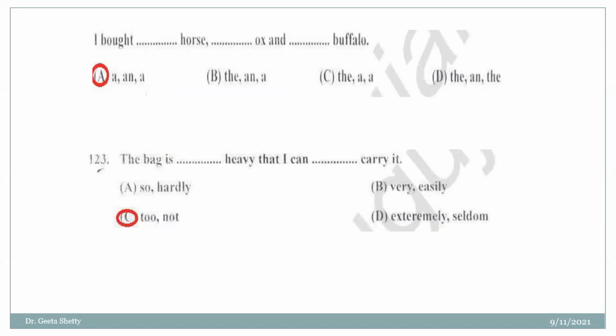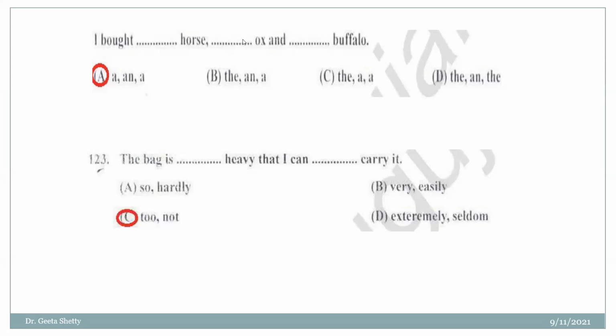Whenever you want to answer, I would like it to be more interactive, because you will get to know how to really answer these questions. Now, you have to tell me what part of speech this is focusing on. I bought dash horse, dash ox, and dash buffalo. Articles, yes. The answer is given; you have to tell me whether it is right or wrong. A horse, an ox, a buffalo. Is it right? Correct?